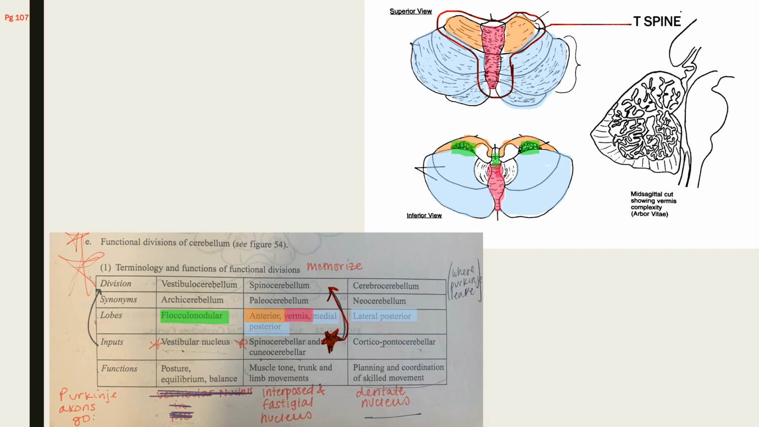So from the start, vestibulocerebellum. What's nice about this one is the input, it's receiving input from the vestibular nucleus, and then the output, where the Purkinje axons go from there, is right back to the vestibular nucleus. So that's pretty easy to remember. From the spinocerebellum, Purkinje axons are going to leave to the interposed and fastigial nucleus, and then from the cerebrocerebellum, they're going to go to the dentate nucleus. So a lot of new words. I have a pretty easy way to remember these, so don't freak out just yet.